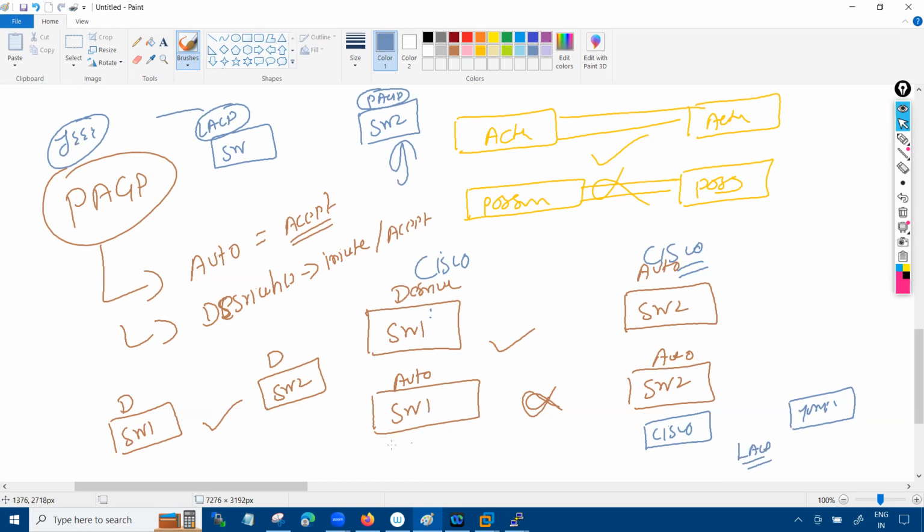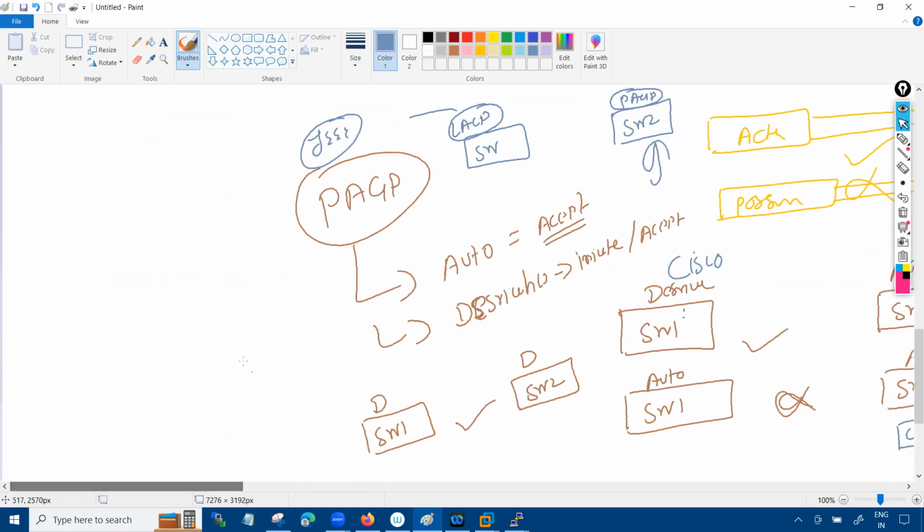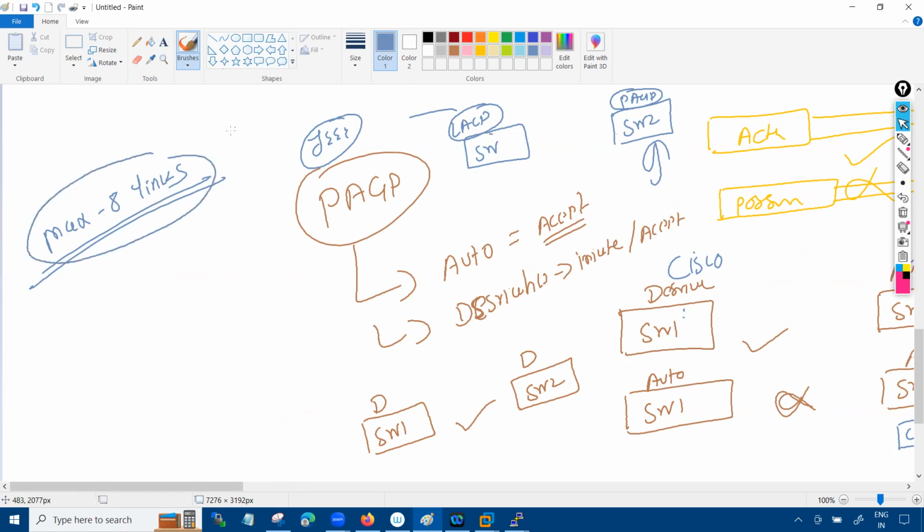Right? In both protocols, what happens? You can bundle a maximum of 8 links. So either you're going to use the LACP protocol or the PAgP protocol, maximum you can have 8 links as active ones. So PAgP allows you to bundle 8 links, right? All the active links will be there. Active is what I can send and receive the data traffic on from that particular link.